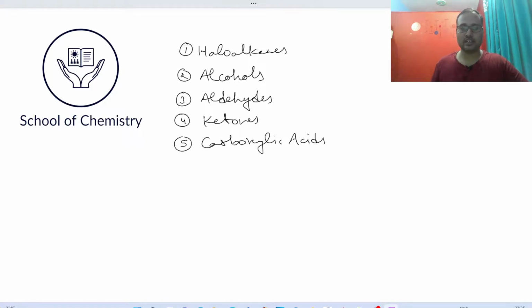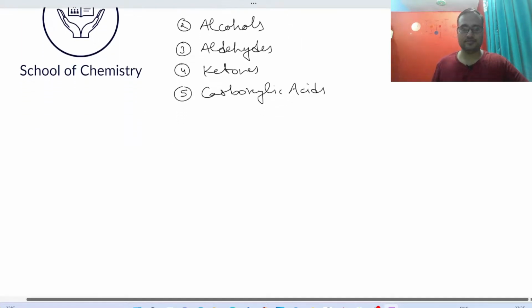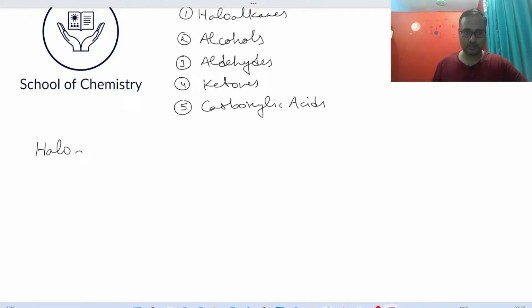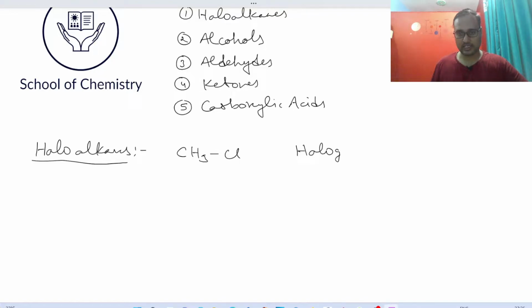So let us start the IUPAC nomenclature of these compounds with the first one, that is haloalkanes. As the name suggests, in haloalkanes, halogens are attached to an alkane. Let us take an example, CH3Cl. Now one of the hydrogens is replaced with a halogen. So halogens are always written as a prefix.